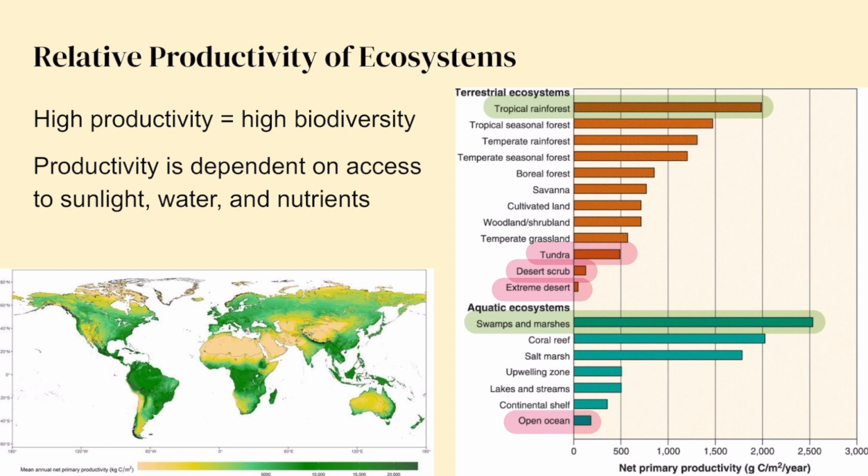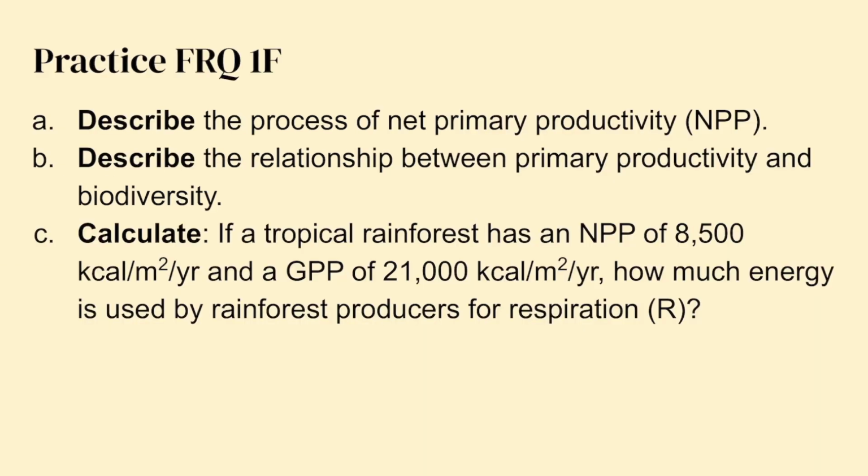In general, the more productivity we have, the more herbivores can be supported, and the more biodiversity we will have. So for your practice FRQ, there are 3 parts to it. The last one is a simple calculation. Again, remember to use this formula, NPP equals GPP minus R. And a hint: you might have to rearrange that formula a little bit, because for this problem we're asking you to solve for respiration.